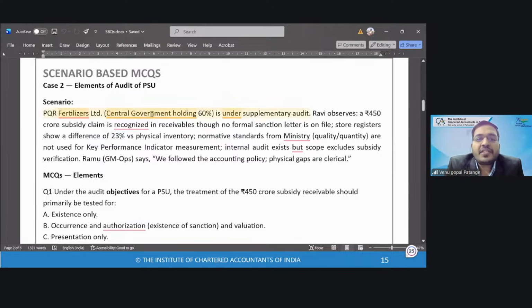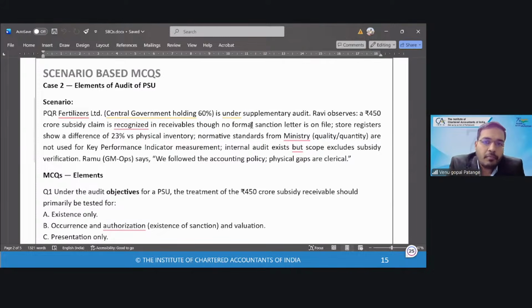So PQR fertilizers, central government holding 60%, under supplementary audit. He observes a 450 crore subsidy claim is recognized in receivables, though no formal sanction letter is on file. Although no document is available, they have recognized the 450 crore subsidy. The store register shows a difference of 23% when compared with physical inventory. Normative standards from the ministry are not used for key performance indicator measurement. So the ministry will send some KPIs.